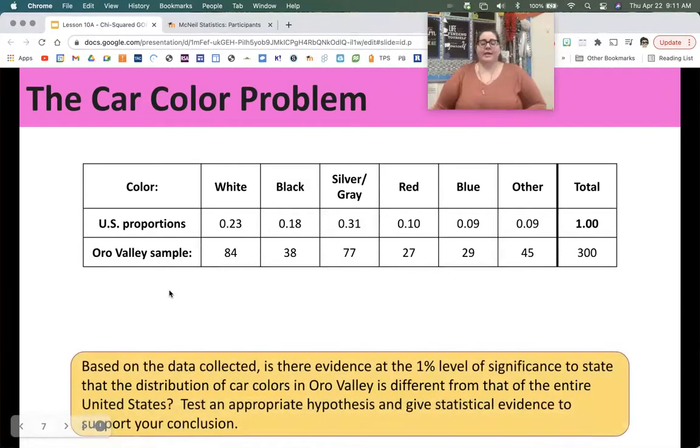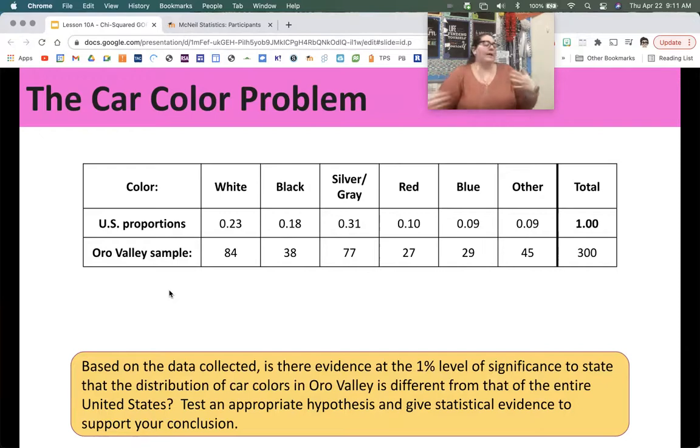So the question we're asking on this is, based on our data, is there evidence at the 1% level of significance to say that the distribution of car colors in Oro Valley is different from that of the entire United States? So can we say that overall in Oro Valley, the car distribution of colors is different.